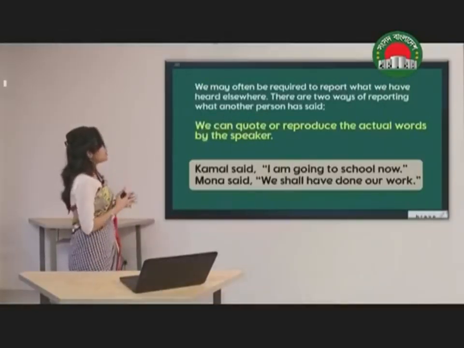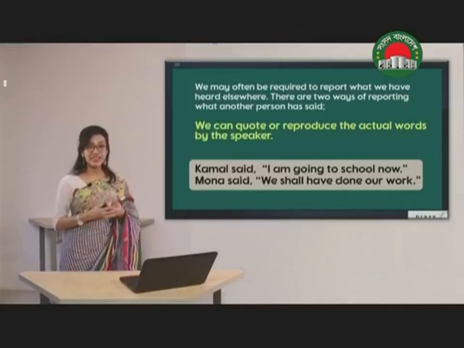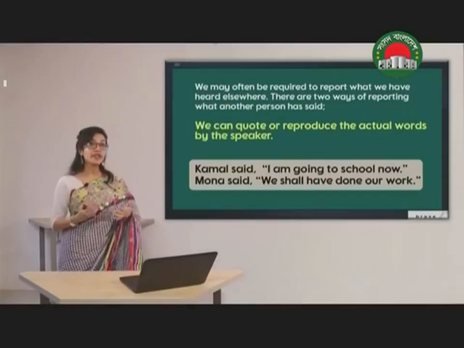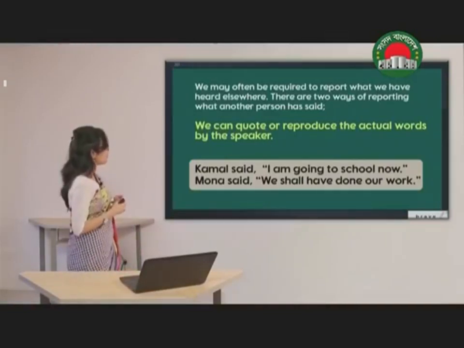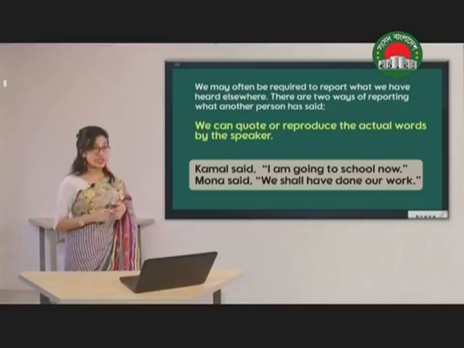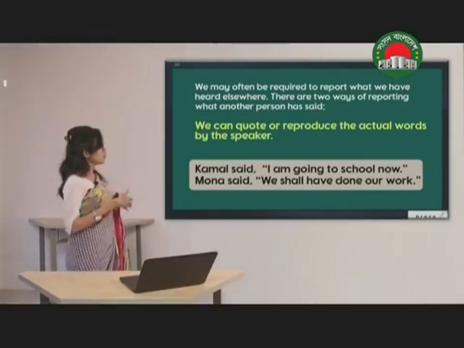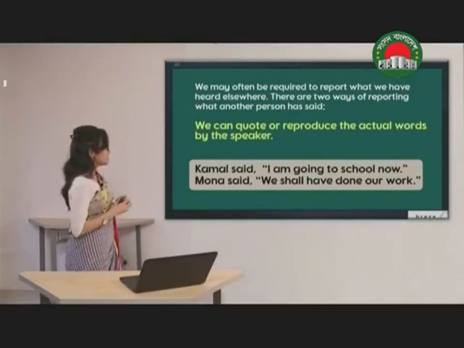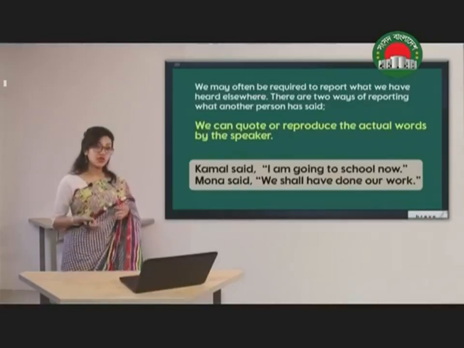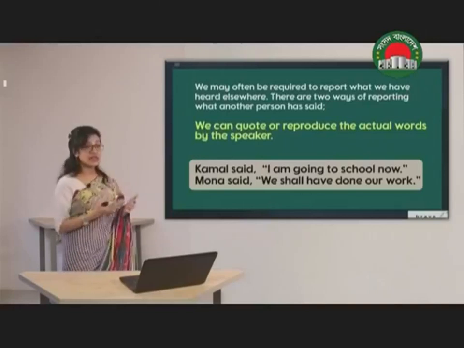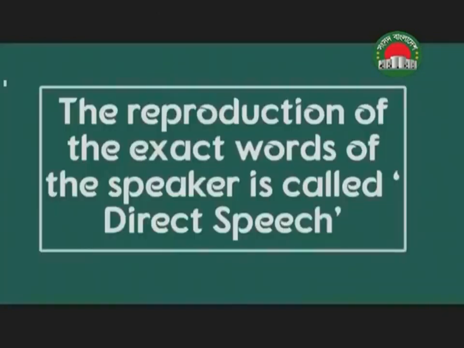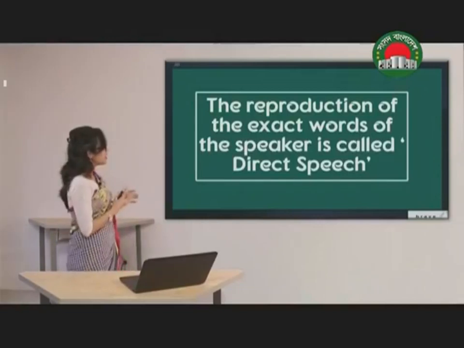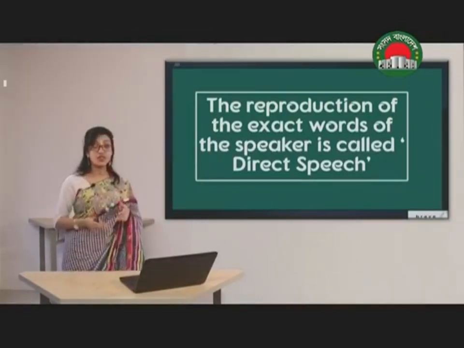So we may often be required to report what we have heard elsewhere. For example, if I hear someone saying something, I'm going to reproduce it to someone else by using indirect speech. There are two ways of reporting what another person has said. Firstly, we can quote or reproduce the actual words of the speaker, as in, Kamal said, "I'm going to school now." And Mona said, "We shall have done our work." So what have I done in these sentences? I have reproduced the actual words that have been said by the speaker, Kamal and Mona. So we can come to a conclusion that the reproduction of the exact words of the speaker is called direct speech.